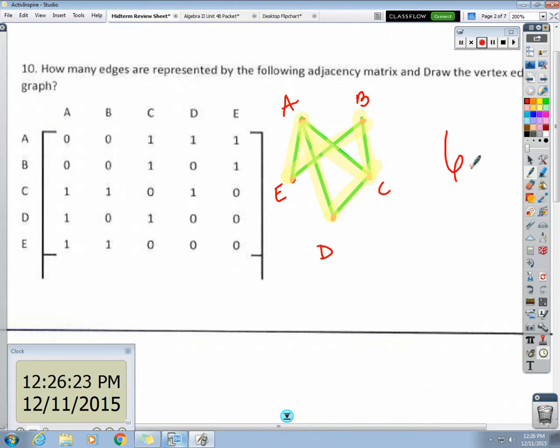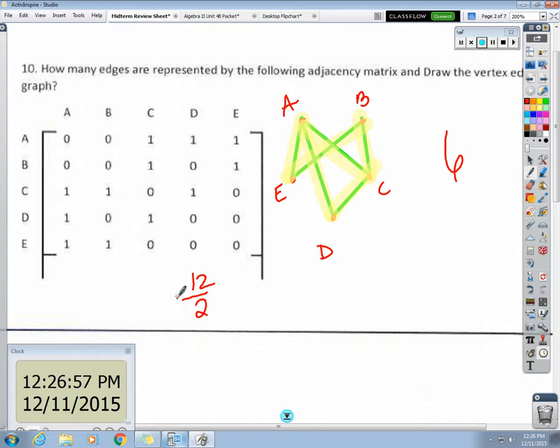Now, say that on the midterm next week, they're not asking you to actually do the vertex edge graph. They just give you this matrix and ask how many edges. What's a faster way to do it if you don't want to draw the picture? Well, count the ones. How many ones are there? And divide it by 2. And why exactly are we dividing it by 2? Because they get counted twice. Like A connected to C up here, but then down there C to A, but that's the same edge. A to C, C to A is one edge. It gets counted twice. That's why you divide it by 2.